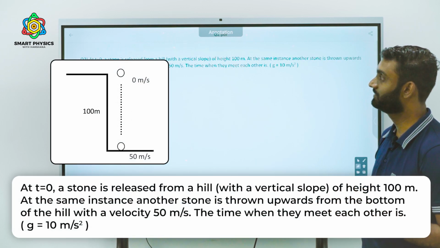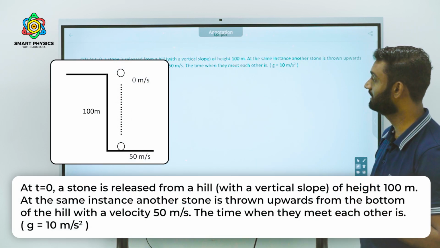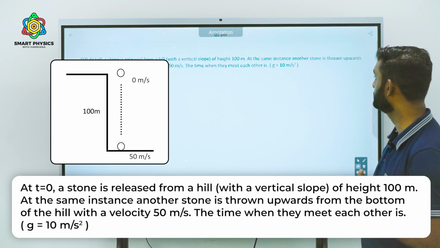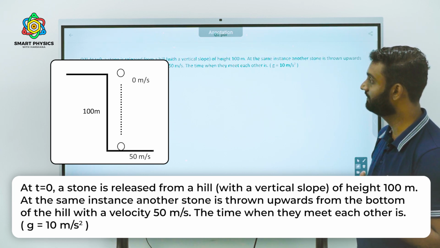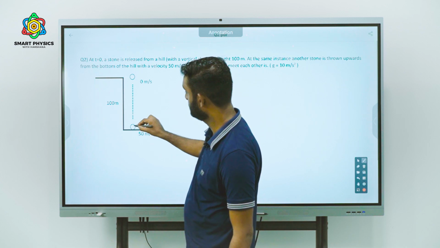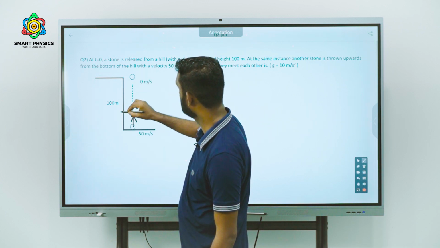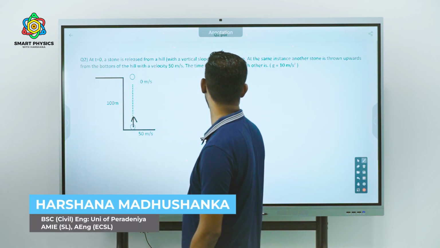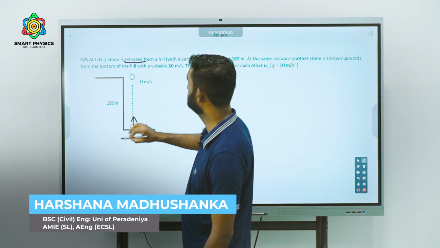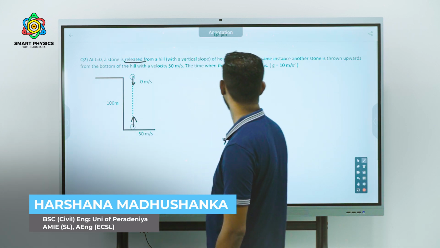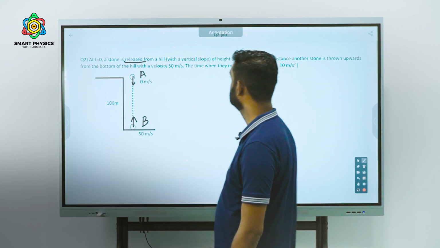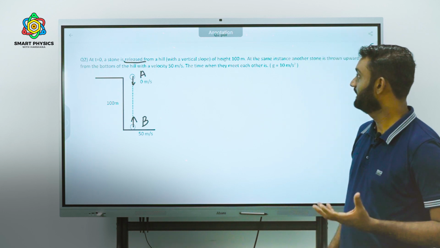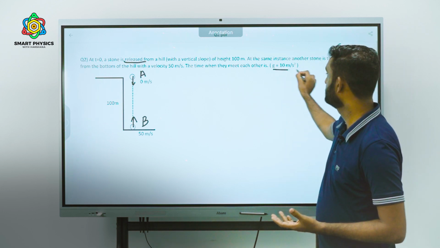At t equals 0, a stone is released from a hill with a vertical slope of height 100 meters. At the same instant, another stone is thrown upward from the bottom of the hill with a velocity of 50 meters per second. Now this one, initial velocity is 0, released. It moves down. I will take this one as A, this one as B. Then the time when they meet each other, gravitational acceleration is 10, right?